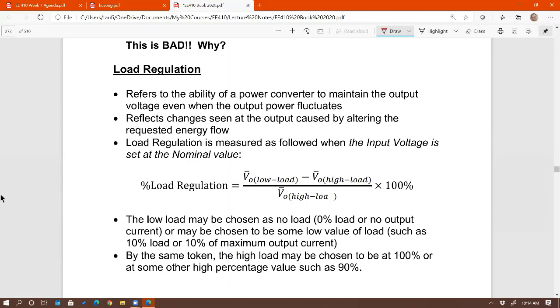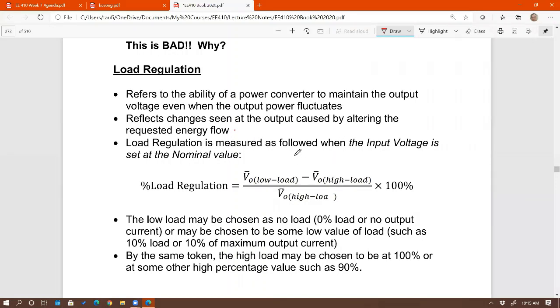Right? Load means the output, right? So what happens with the output voltage when the load is being changed or varied, right? So again, it refers to the ability of power converter to maintain the output voltage even when the output power fluctuates. Reflects changes seen at the output caused by altering the requested energy flow.